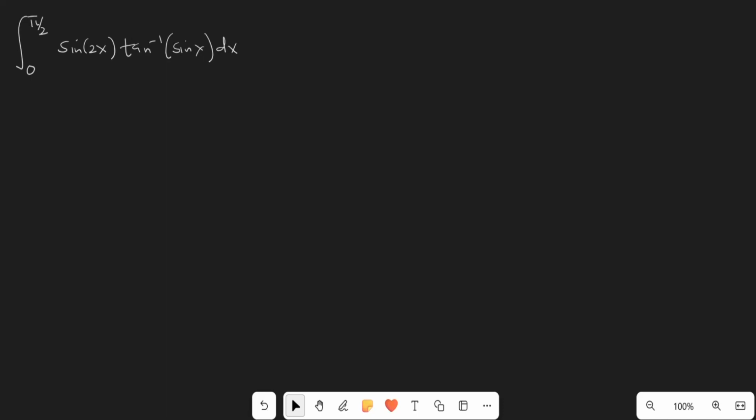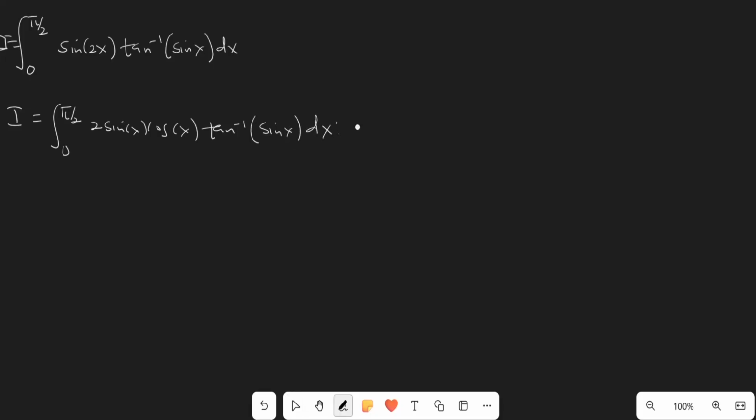So how do you solve this integral? I am going to solve this integral by rewriting it. We can call our integral I. So I is going to be the integral from 0 to pi over 2 of sine 2x, which I can write down as 2 sine x cosine of x, times the tan inverse of sine of x as the angle, dx.